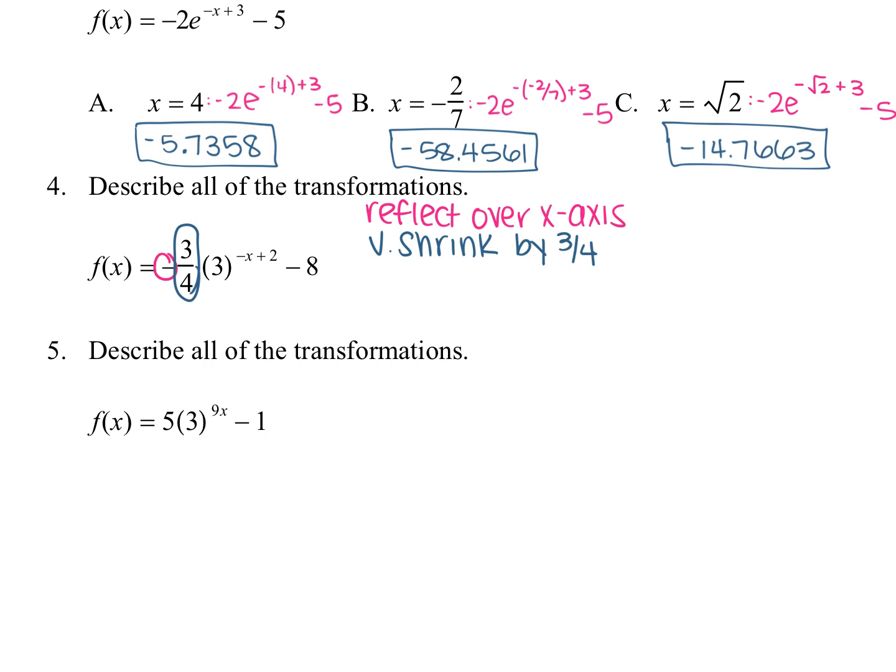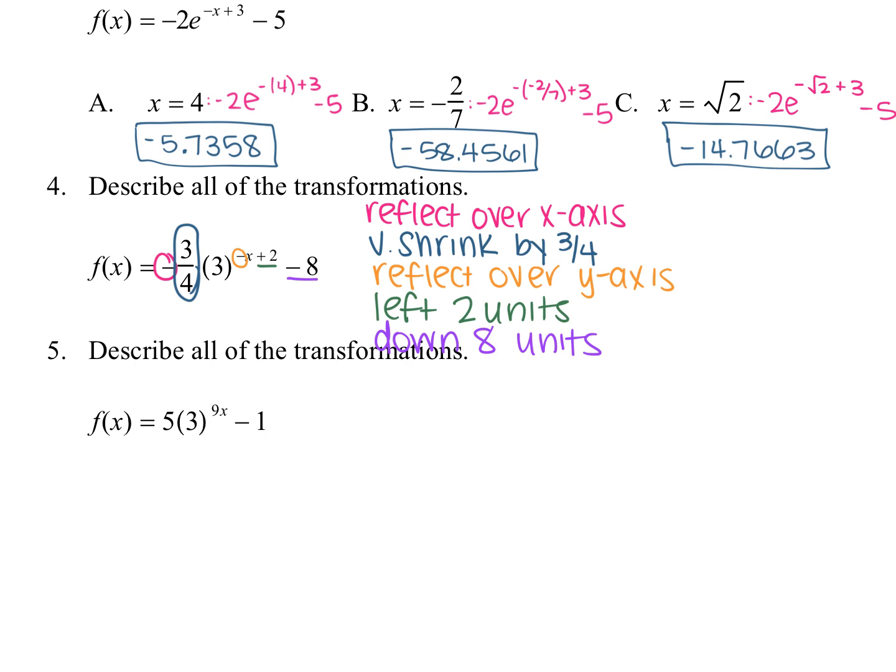Next, the 3 that's in the parentheses, don't worry about it. That just tells you whether or not you have a growth or a decay, which you don't need to give me. However, the x is negative, that's up top. So that reflects horizontally. It goes over your y-axis. So reflect over y. Then you have that plus 2. Think opposite since it's up top. You're going negative 2, so that's to the left 2 units. And lastly, that minus 8 means we're going down 8 units.